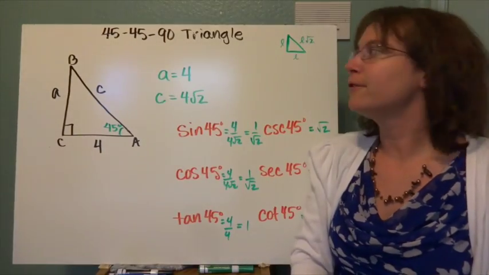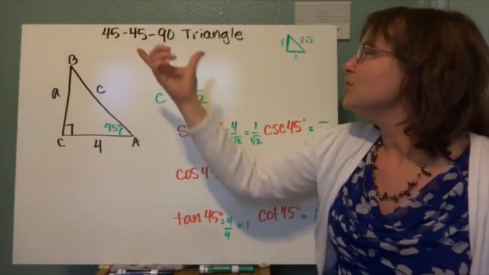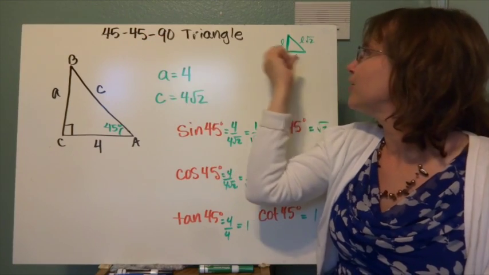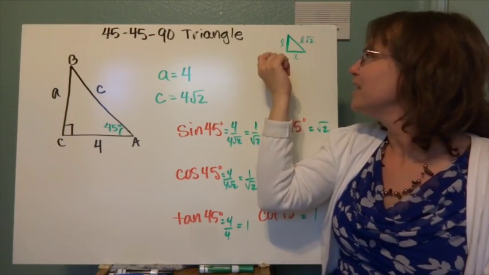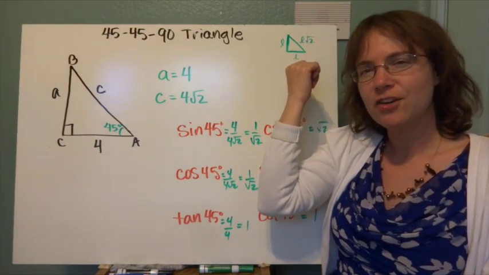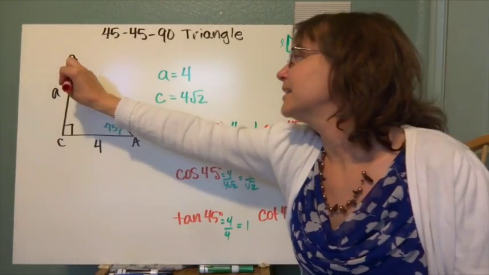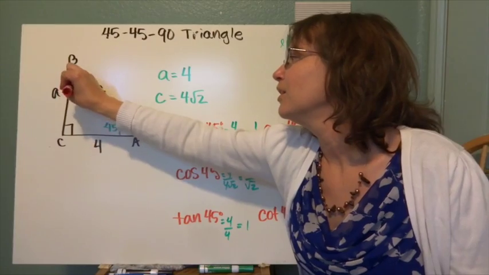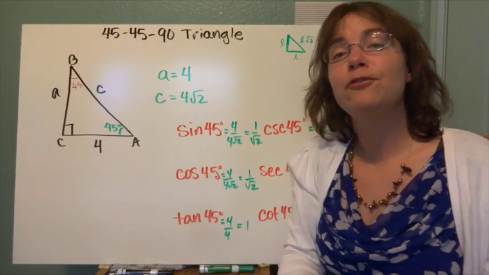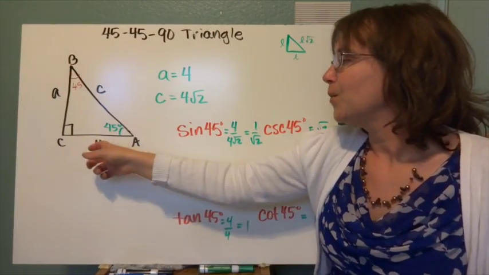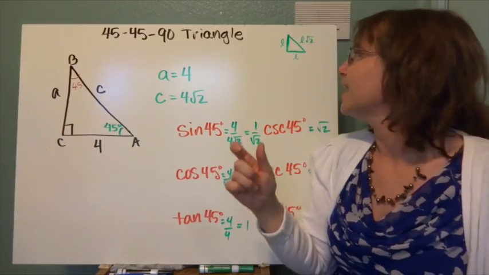Looking at 45, 45, 90 triangles. So we have to kind of go back to geometry and remember our side ratios. Now the 45, 45, 90 you could actually solve using the Pythagorean Theorem as long as you recognize that these angles right here help to form an isosceles triangle where this side is congruent to this side.